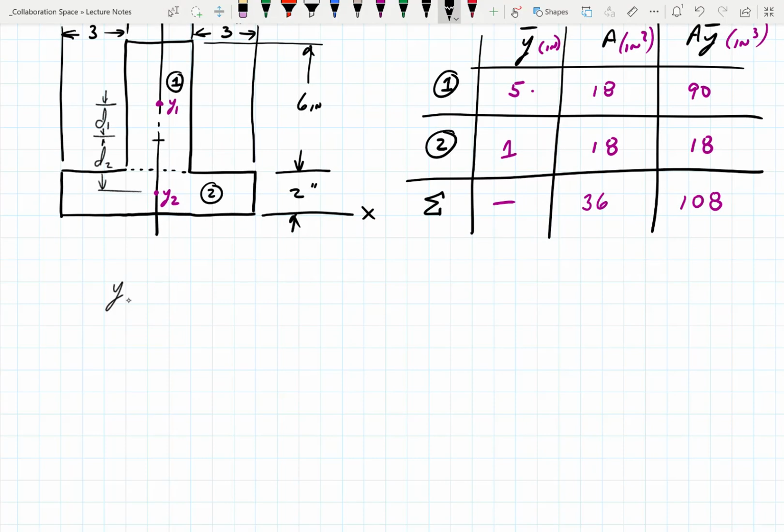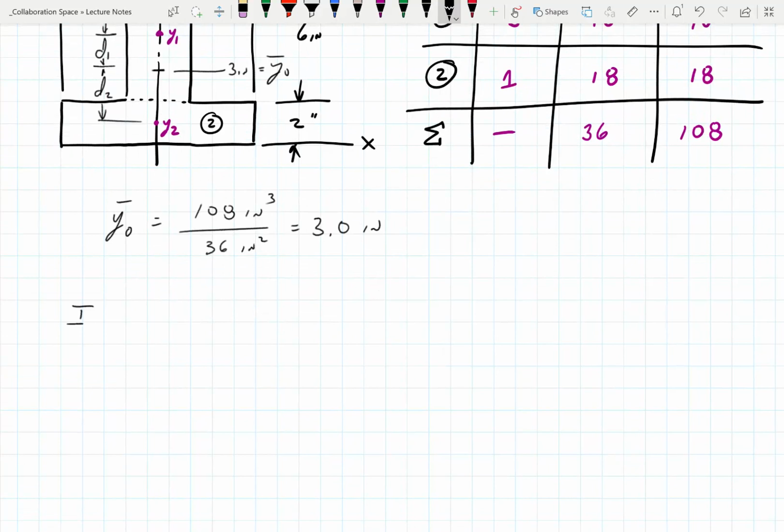So everybody got y bar, this part right, which was 108 inches cubed over 36 inches squared. It turned out to be 3 inches. So that's where this is, equals y bar. From there up to there, d1 is 2. From there down, d2 is 2. So when I do this, I1 is equal to base times height cubed over 12 plus A d1, and I'm going to square d.